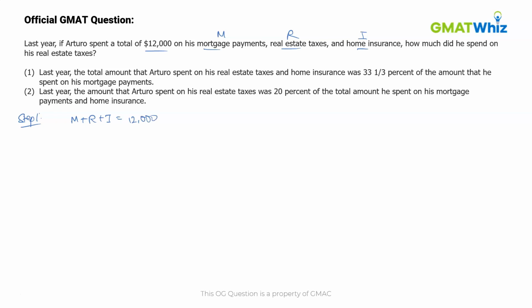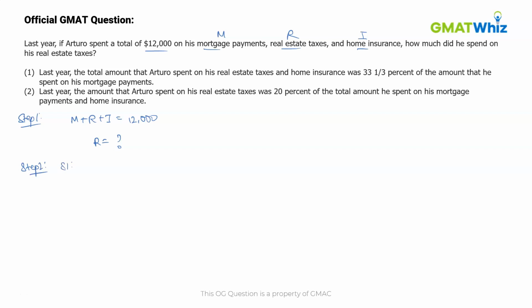Now we have to find out how much he spent on his real estate taxes. We need to find the value of R. Since this is all the information that we can get from the question, we move on to step 2. Now in step 2 we analyze statement 1 first.